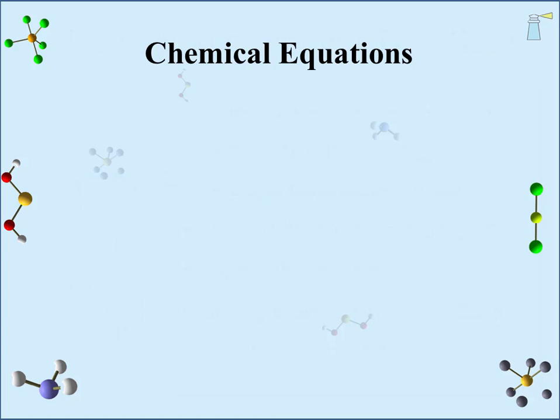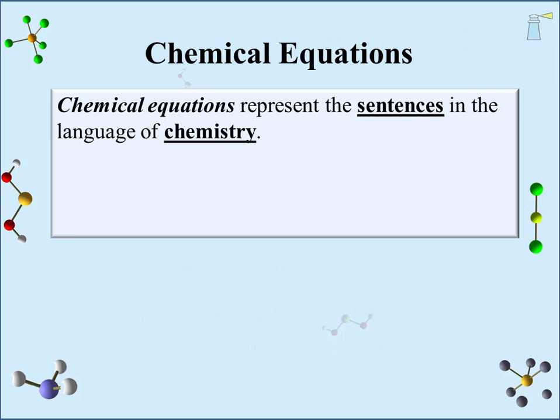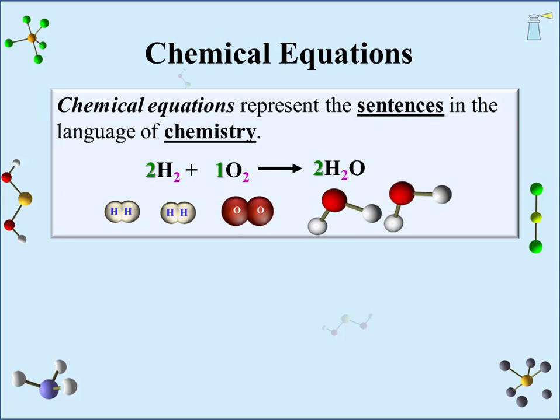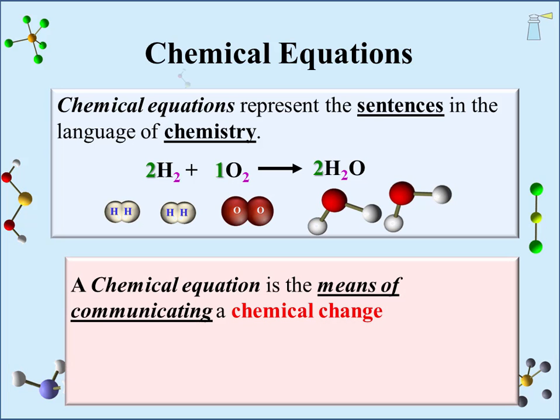On to the review. Chemical equations represent the sentences in the language of chemistry. For example, the reaction of 2 hydrogen molecules plus 1 oxygen molecule produces 2 water molecules. The sentence can also be read 2 moles of hydrogen plus 1 mole of oxygen produces 2 moles of water. A chemical equation is the means of communicating a chemical change.